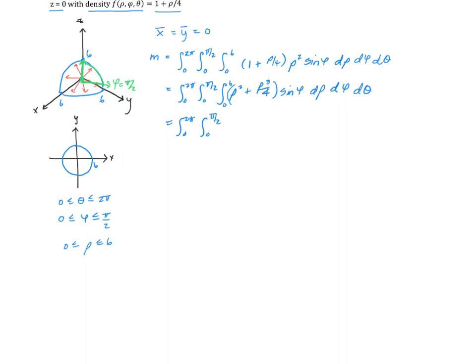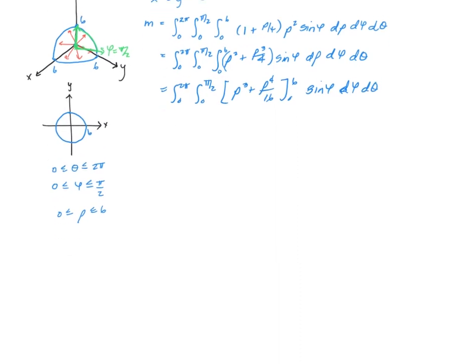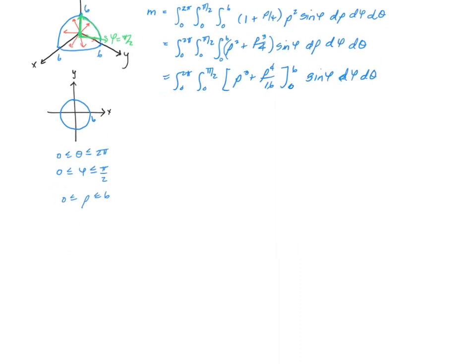Okay, so that's going to be rho to the third plus rho to the fourth over 4 times 4, so 16, from 0 to 6. And I'll ignore the sine phi for now. Terrible handwriting. So 0 is gone, but 6. If I plug that in my calculator, I think I get 153. So double check me on that, you guys.